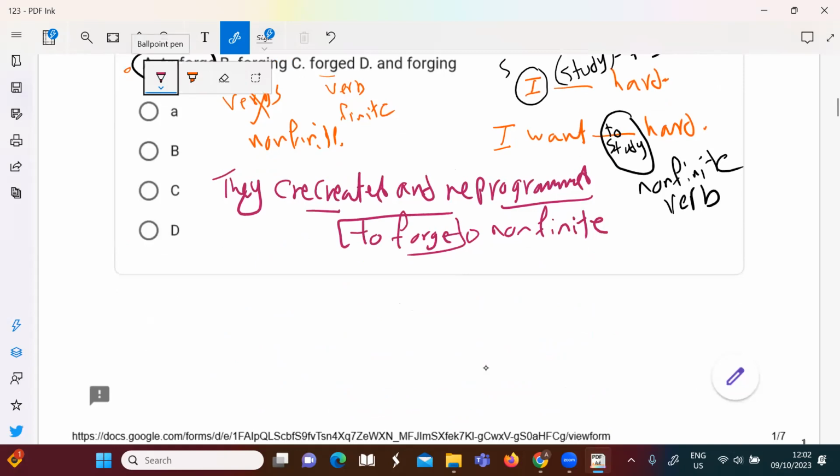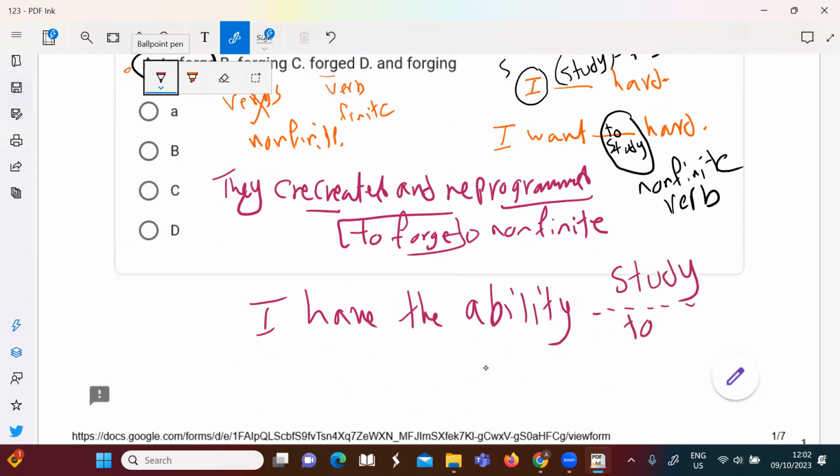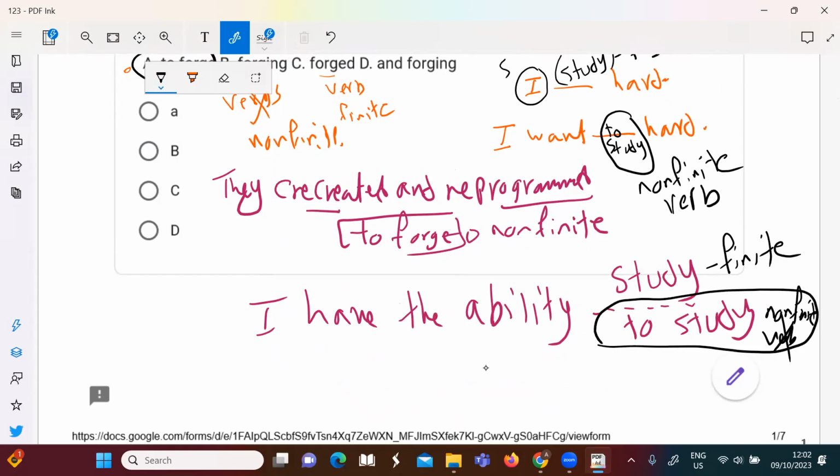Okay? So when I say I have, another example, the ability, study, to study. What's the difference? This is a verb. This is a finite verb. But here, this is non-finite. It's not a verb. The ability, yes, I will choose it. The ability study, no. I have the ability to study. I want a non-finite verb لأن عندي already finite verb here.